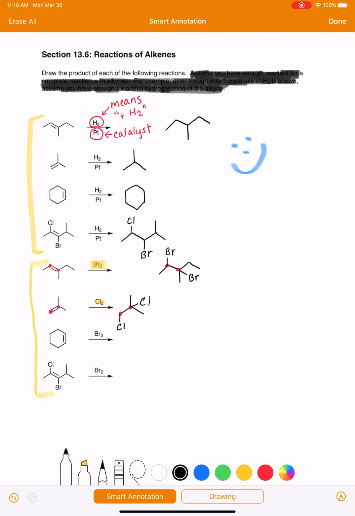Let's try another one. Redraw the alkene, change the double bond to a single bond. Find your alkene carbons. We're going to put a bromine on each one of those carbons. And we have 1 more. Redraw, change the double bond to a single bond. Find your alkene carbons. We're adding bromine. 1 bromine to each carbon, and that's it.